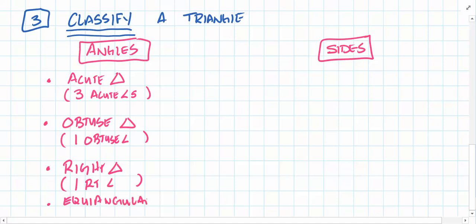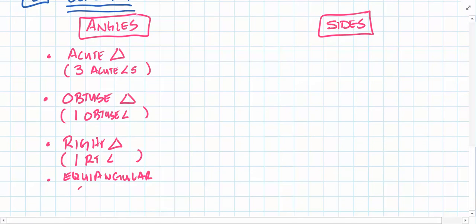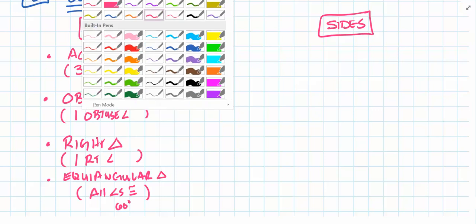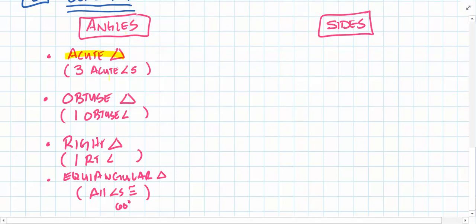Now think about it. If a triangle is equiangular, which means that every angle is equal, and there's 180 degrees total, then each angle has to be what? 60 degrees. There you go. All angles are congruent, meaning they're all 60 degrees. They're all the same. That's equiangular. So those are the 4 words that we can use to classify triangles by its angles: acute, obtuse, right, or equiangular.